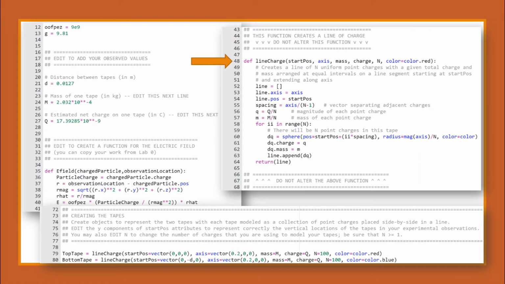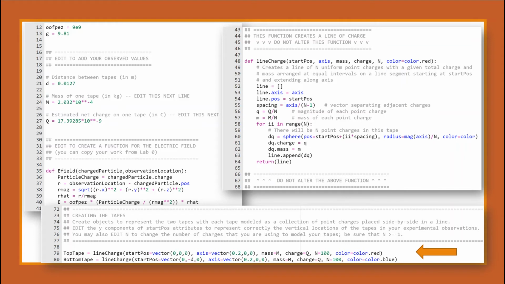At line 48, I didn't edit these lines. This was given to us, but in short, this is just creating the line charges. So basically taking the line and dividing it into a bunch of singular point charges and distributing the total charge throughout each one.